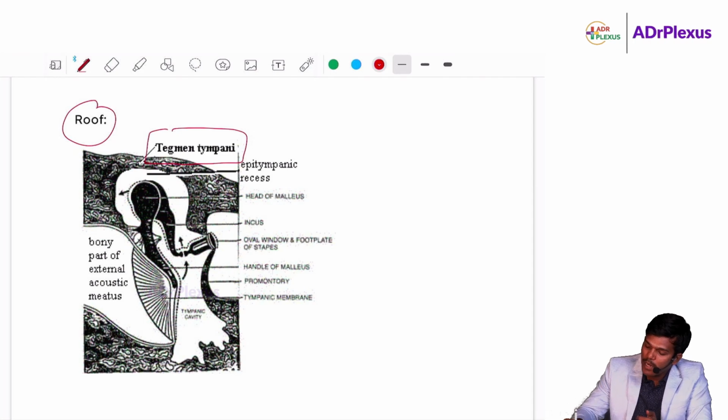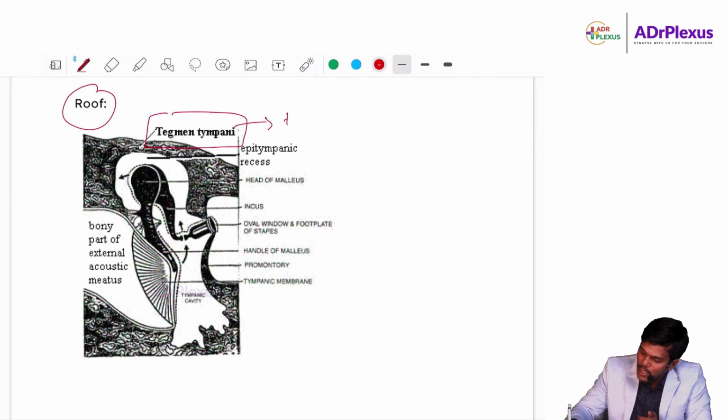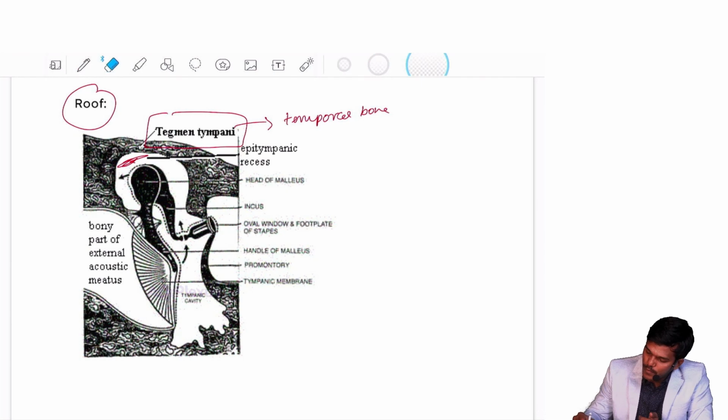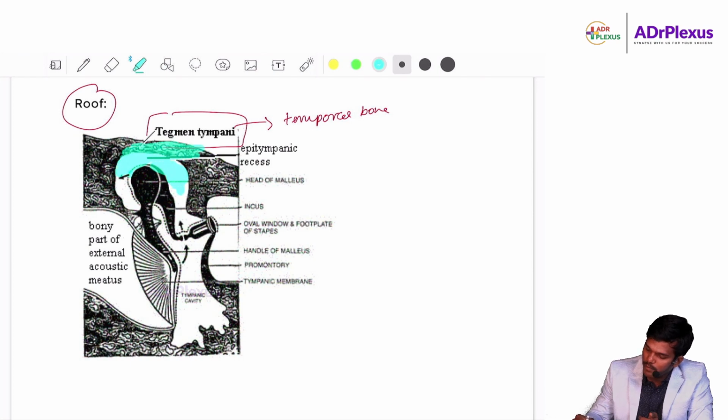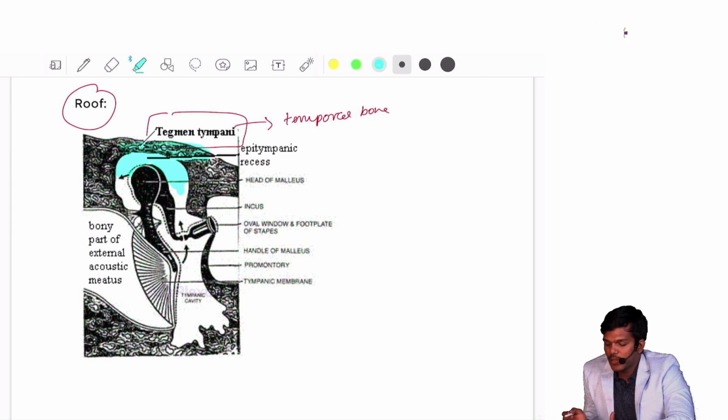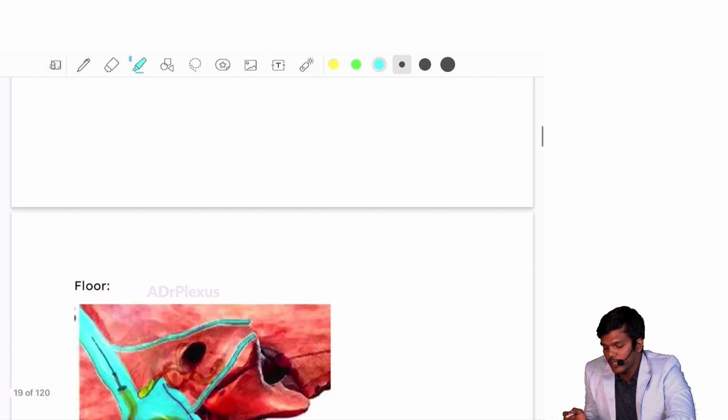So the tegmen tympani is nothing but a part of the temporal bone that is forming the roof of the middle ear cavity. See here, this is the middle ear cavity. So this is the roof of the middle ear cavity, formed by the tegmen tympani. Clear? Fine. So that completes the roof of the middle ear.